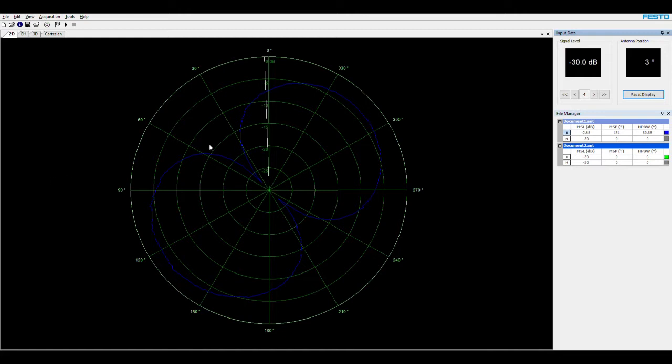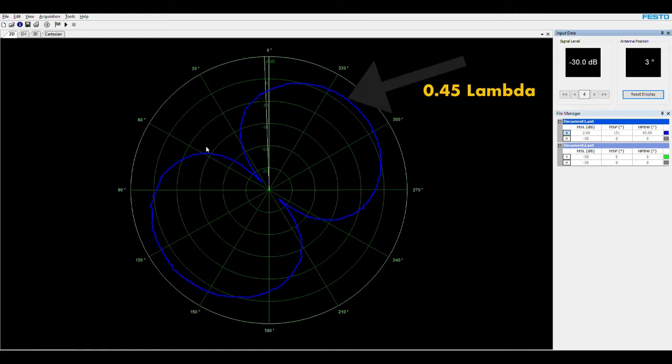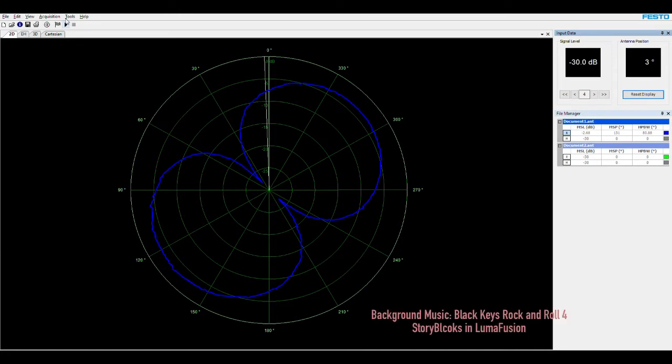So what you have on the screen right now is the E-plane cut copol of the half-wavelength dipole antenna. As I mentioned, this is not exactly half a wavelength, it's slightly less than half a wavelength, so that we make the reactance very small. So now let's start the acquisition using this slightly bigger than lambda by 10 dipole antenna.